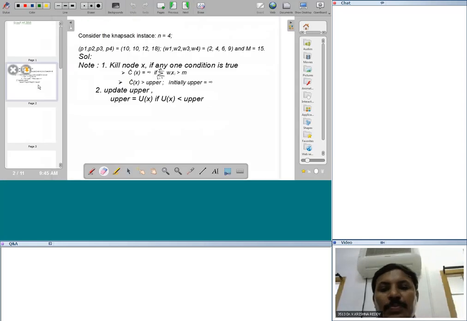So this part we have completed. We have noted that information. So in the knapsack problem, the same example which we discussed previously, n is equal to 4, weights are given, the capacity of knapsack is 15, and the respective profits of those objects are 10, 10, 12, 18. Next we will start the calculation.